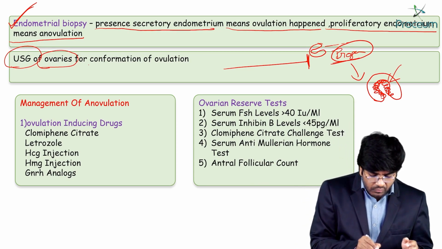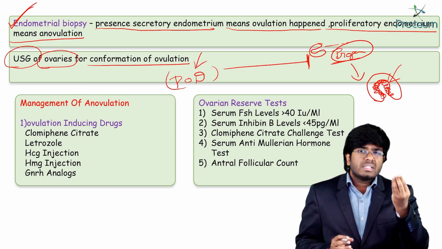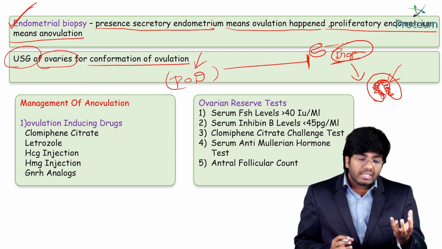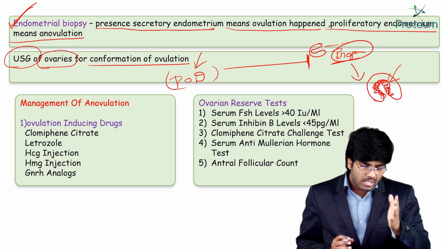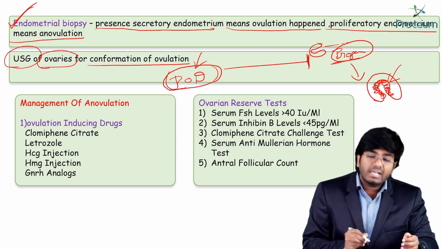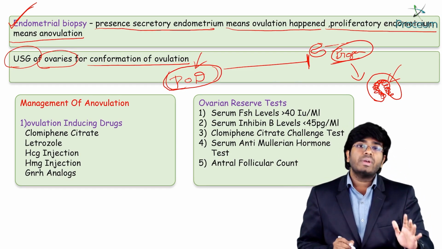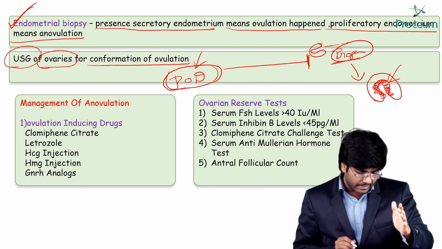You can also confirm ovulation by looking at the pouch of Douglas. If ovulation has happened, some fluid will come out of the ruptured Graafian follicle, and this fluid will be collected in the pouch of Douglas. So whenever there is ovulation, there will be fluid collection in the pouch of Douglas, and the presence of fluid there can also indicate that ovulation has happened.